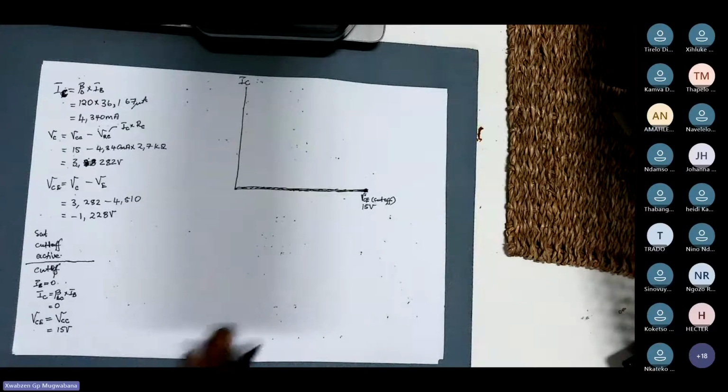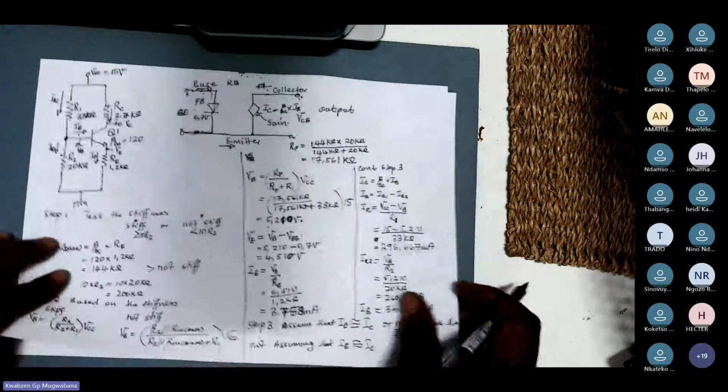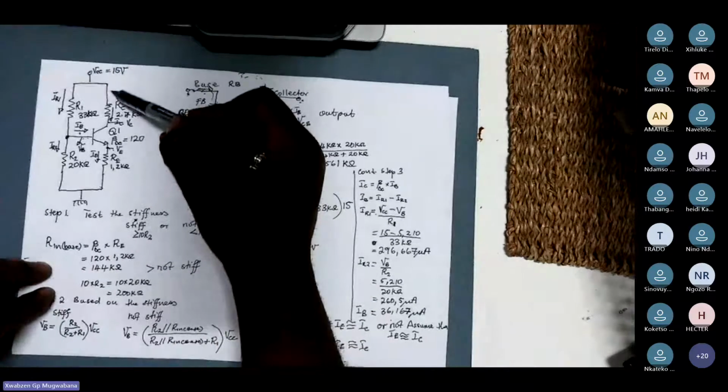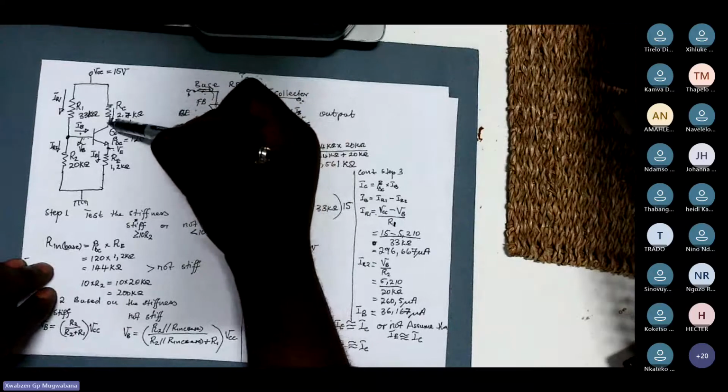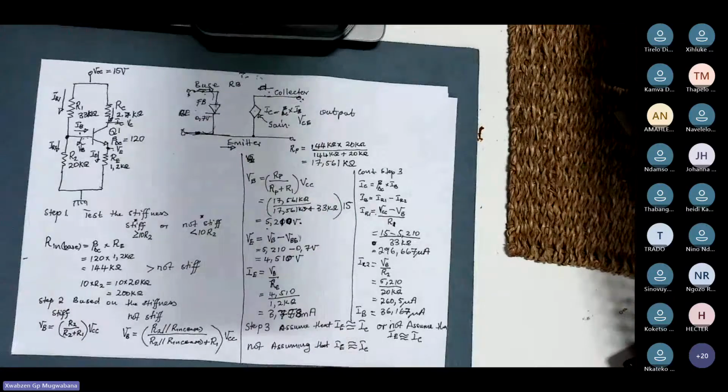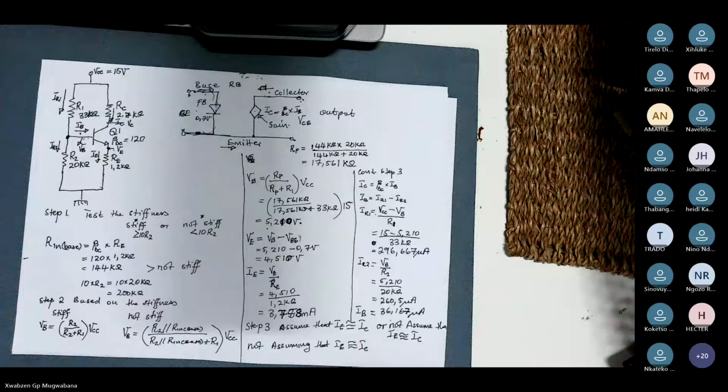Yes, sir. Your collector characteristic curve is the relationship between the voltage and the current, which means the collector to emitter voltage and your collector current. Remember, it is your collector current in relation with your collector to emitter voltage. That is your collector characteristic curve. Do you understand that part?